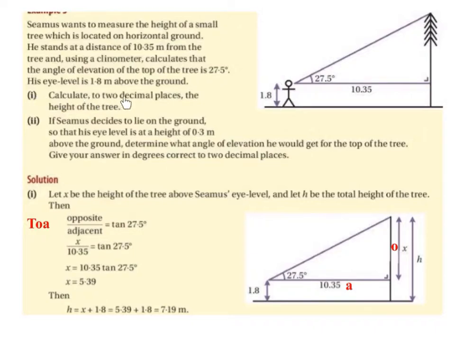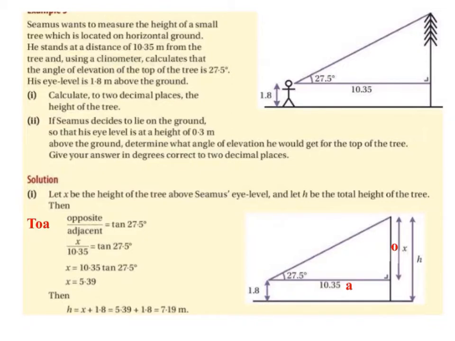Part 1, calculate to 2 decimal places the height of the tree. Just need to find the height of the tree. In part 2, if Seamus decides to lie on the ground so that his eye level is at a height of 0.3 meters above the ground, determine what angle of elevation he would get for the top of the tree. Give your answer in degrees correct to 2 decimal places.